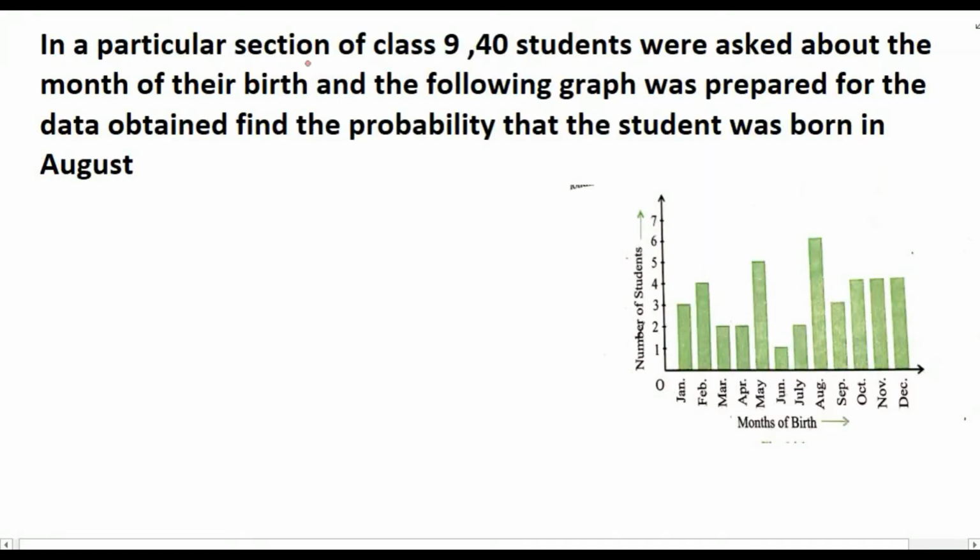Next question: in a particular section of class 9, 40 students were asked about the month of their birth and the following graph was prepared for the data obtained. Find the probability that a student was born in August. You can see a bar graph here, and this is the data of class 9. Total 40 students were there, and from the graph you can see that 3 students were born in the month of January, 4 students were born in February, and so on. We need to find the probability that the student was born in August. First, let's find out how many students were born in August. We can see that 6 students were born in the month of August.